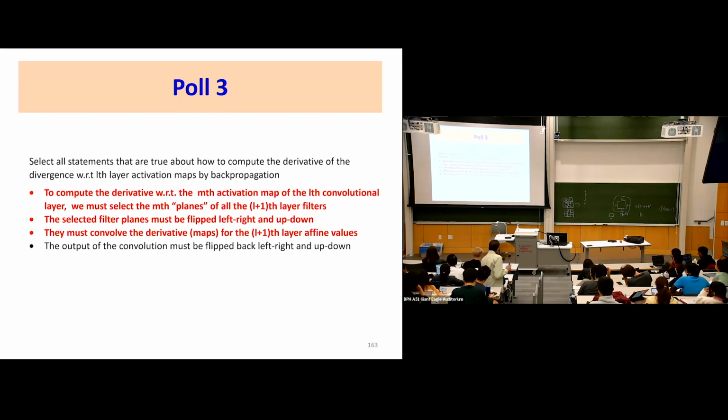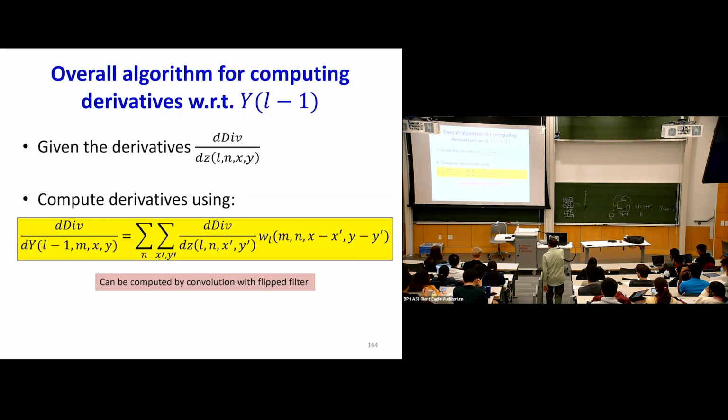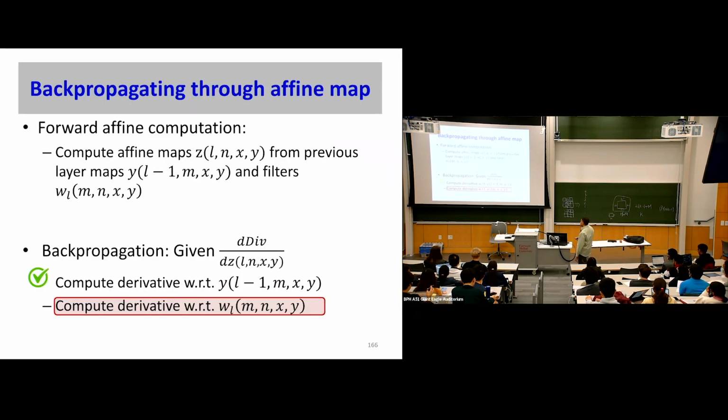To compute the derivative with respect to the mth activation map of the Lth convolutional layer, you must select the mth channels of the L plus 1th layer filters, right? The next layer's filters. The selected filter channels must be flipped left to right, top to bottom, and they must convolve the derivative maps for the next layer affine values, right? So this is the computation to compute the derivatives with respect to the input affine maps, and it can be computed using this equation. I have the pseudocode for it. Let's skip that. Now let's look at how we can compute the derivatives for the weights.